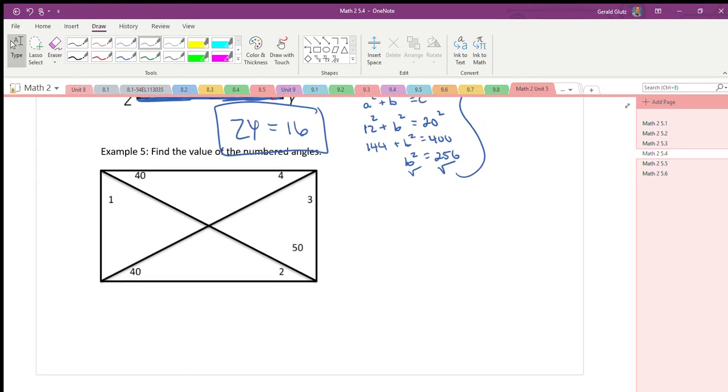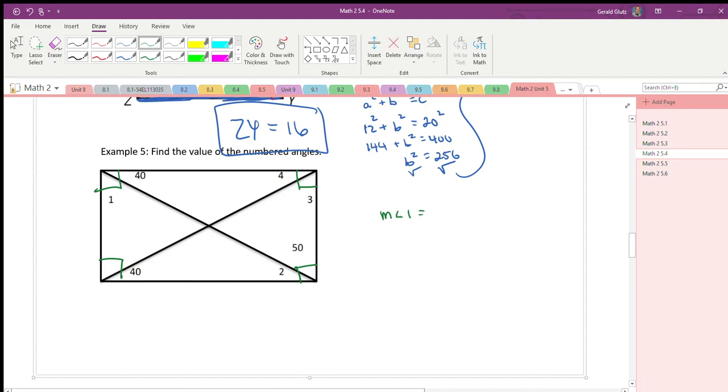Example 5, find the value of the numbered angles. Again, we know that these are all 90-degree angles because it's a rectangle. So the measure of angle 1: if this is 40 and this entire angle is 90, then 40 plus what equals 90? Well, that would be 50. So angle 1 is 50 degrees. The measure of angle 2, same thing. If this is 50, what does angle 2 have to be for them to add up to 90? 90 minus 50 is 40.